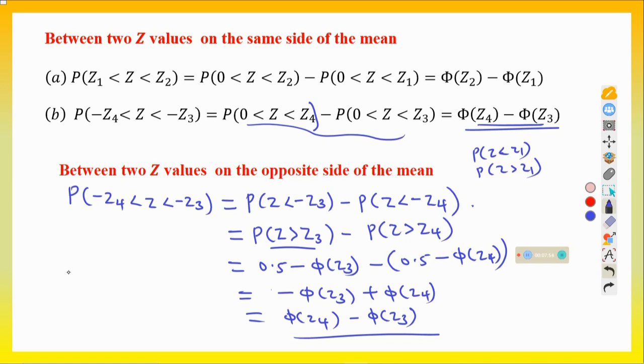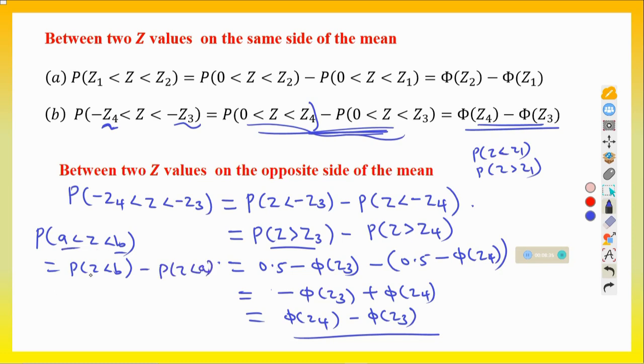If you draw your table, you can easily get this one from your curve. If you need the probability between negative z4 and negative z3, you can easily get this expression. But this expression can easily be manipulated from what we have already seen. So the moment you have the probability of a less than z less than b, treat this as the probability of z less than this value, minus the probability of z less than this value. Then from there, manipulate.